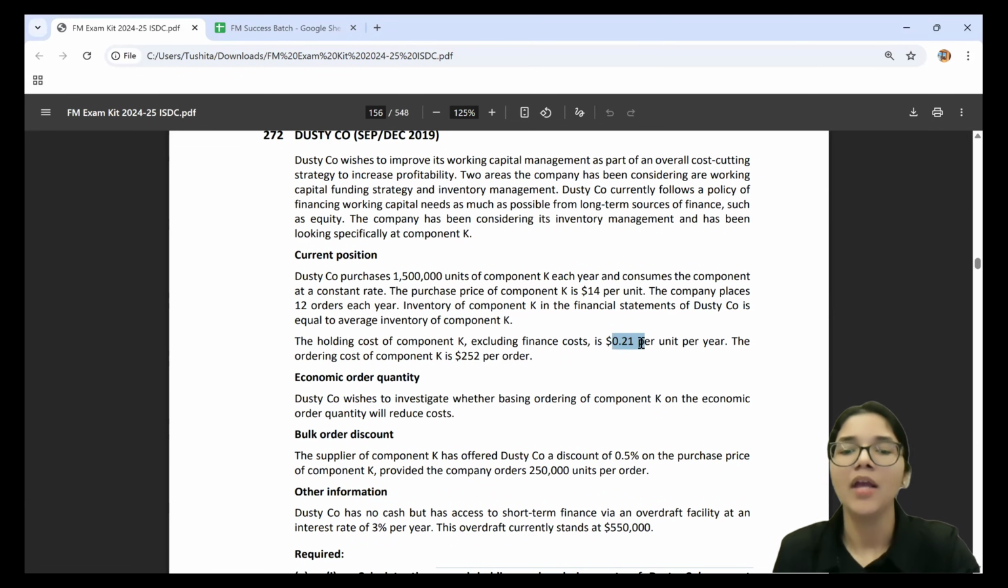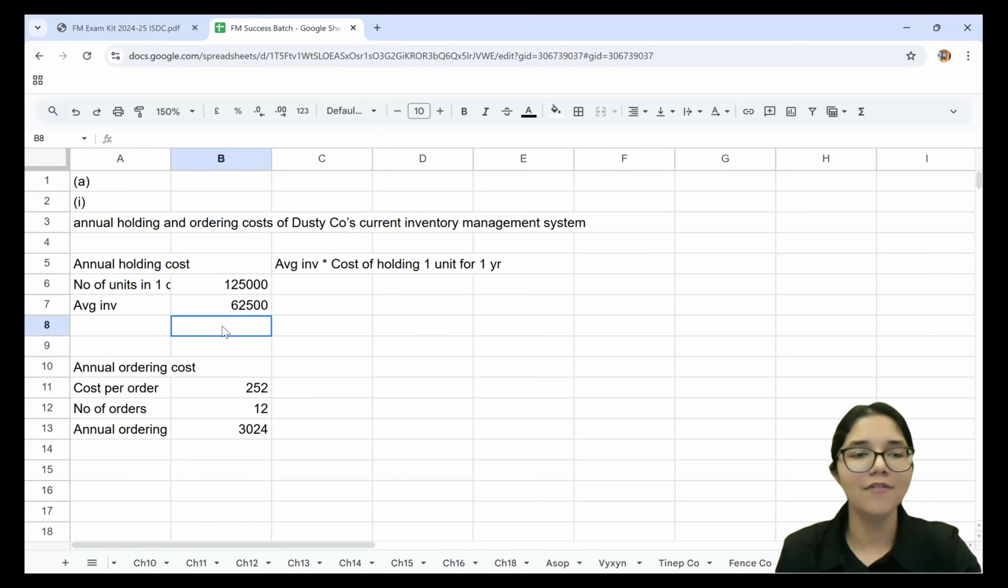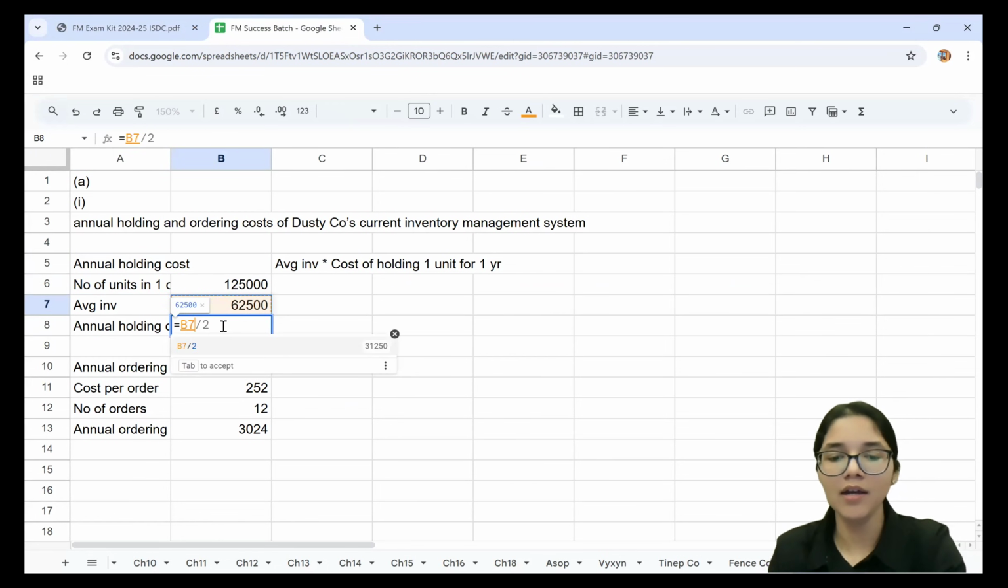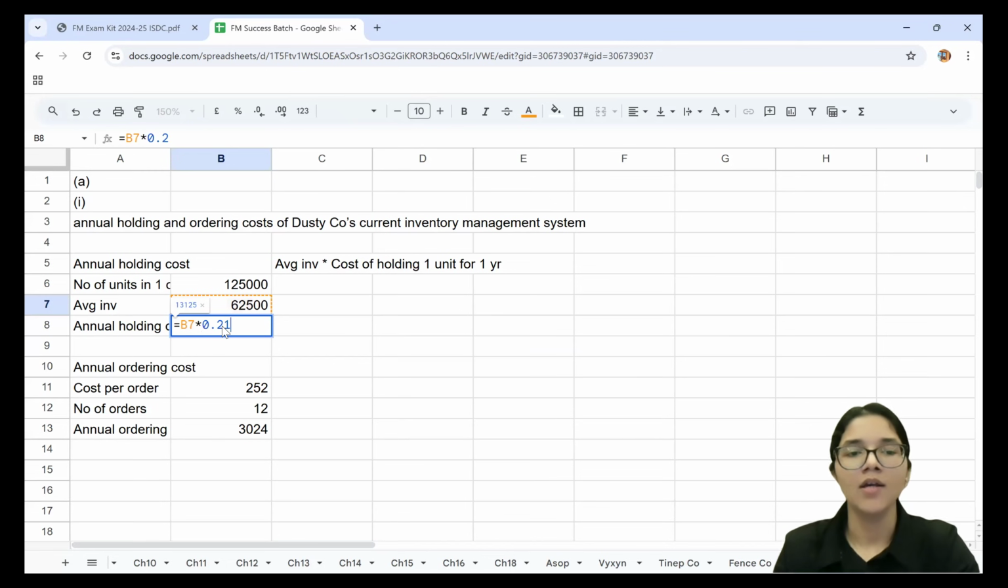per unit per year. Now they have not specifically asked us to include the finance cost. If you want to include it, that would also be considered correct, but if you do not want to include the same, that will also be considered correct. So just to avoid any complications over here, I will simply take 0.21 per year per unit. So this is my average inventory. So my annual holding cost is going to be average inventory multiplied by 0.21. So 13125, this is the amount of money which I spend over my holding cost.